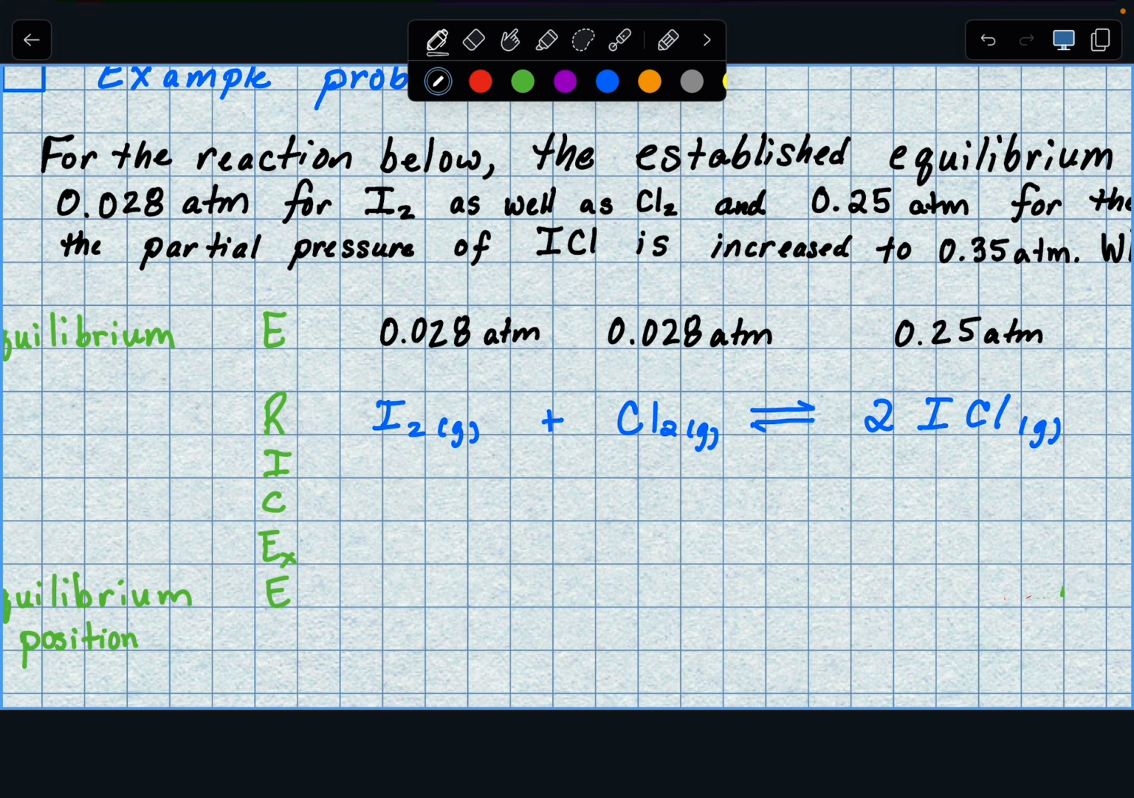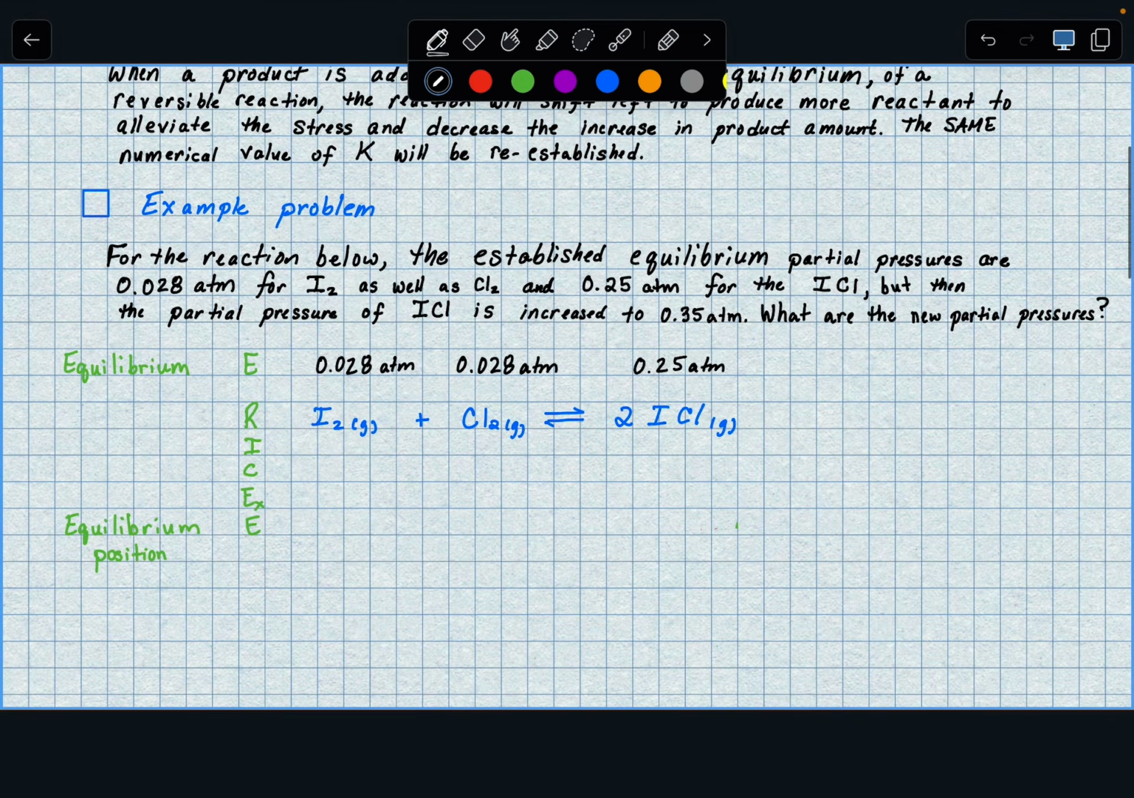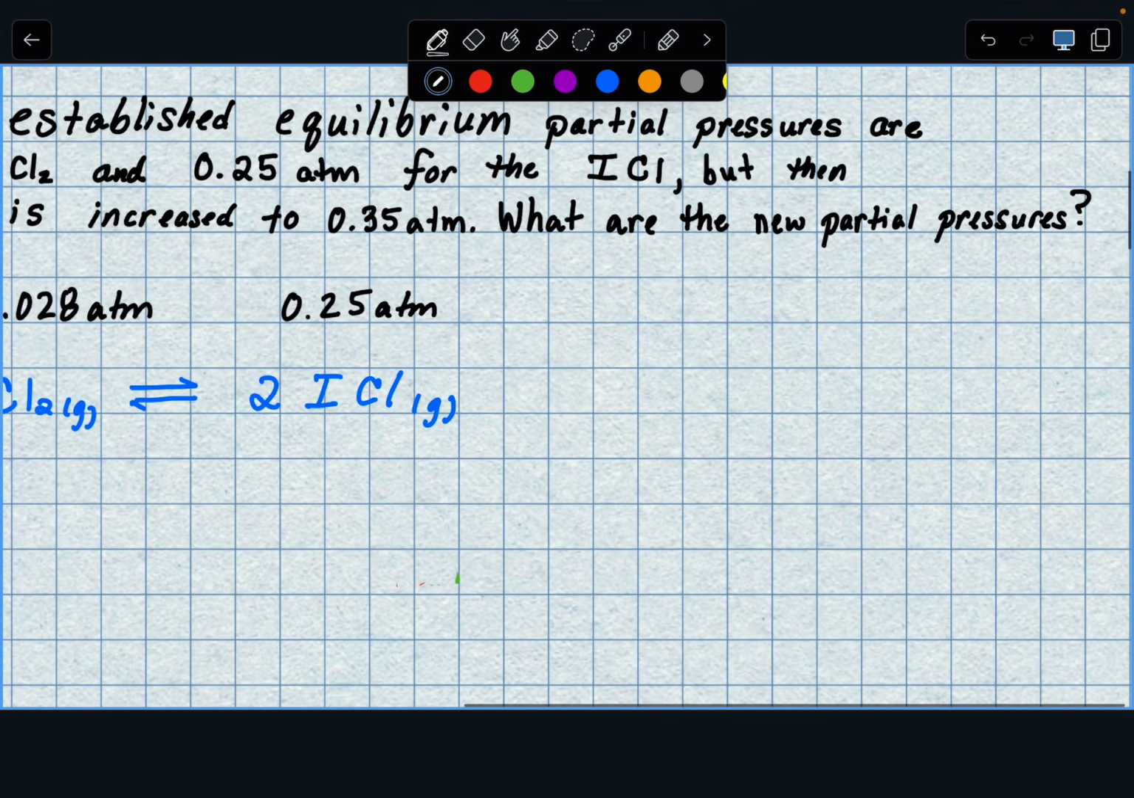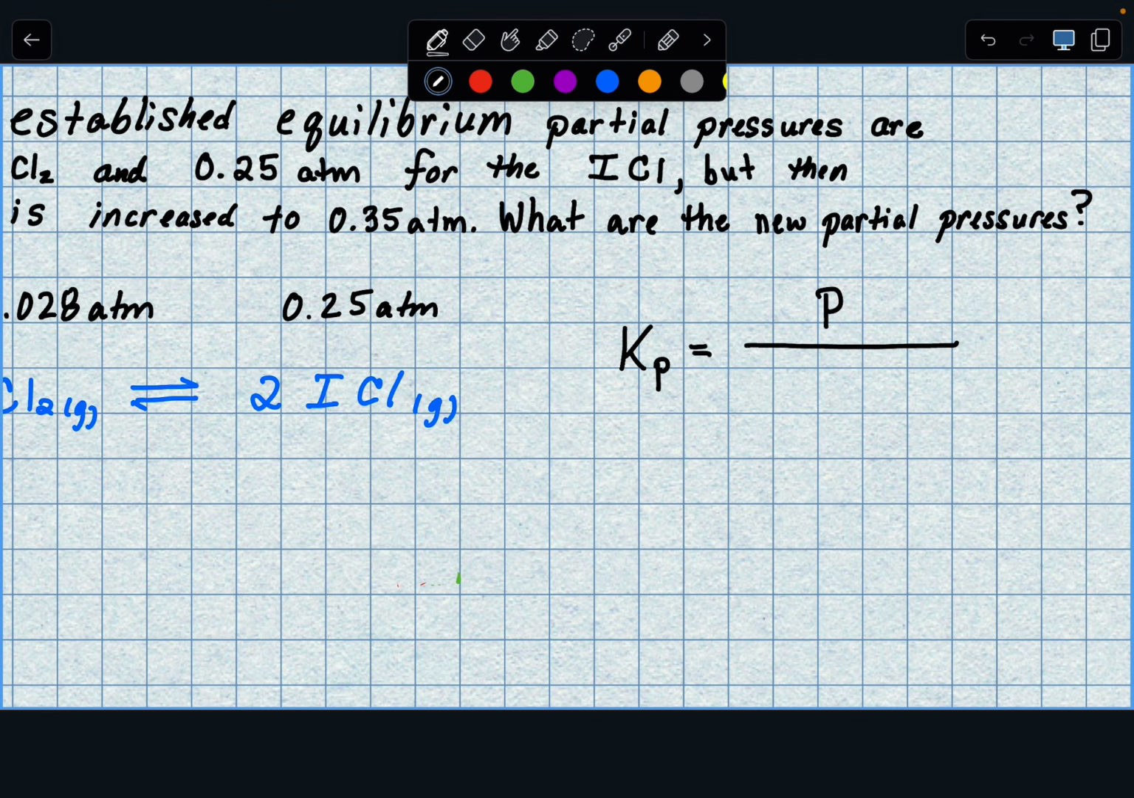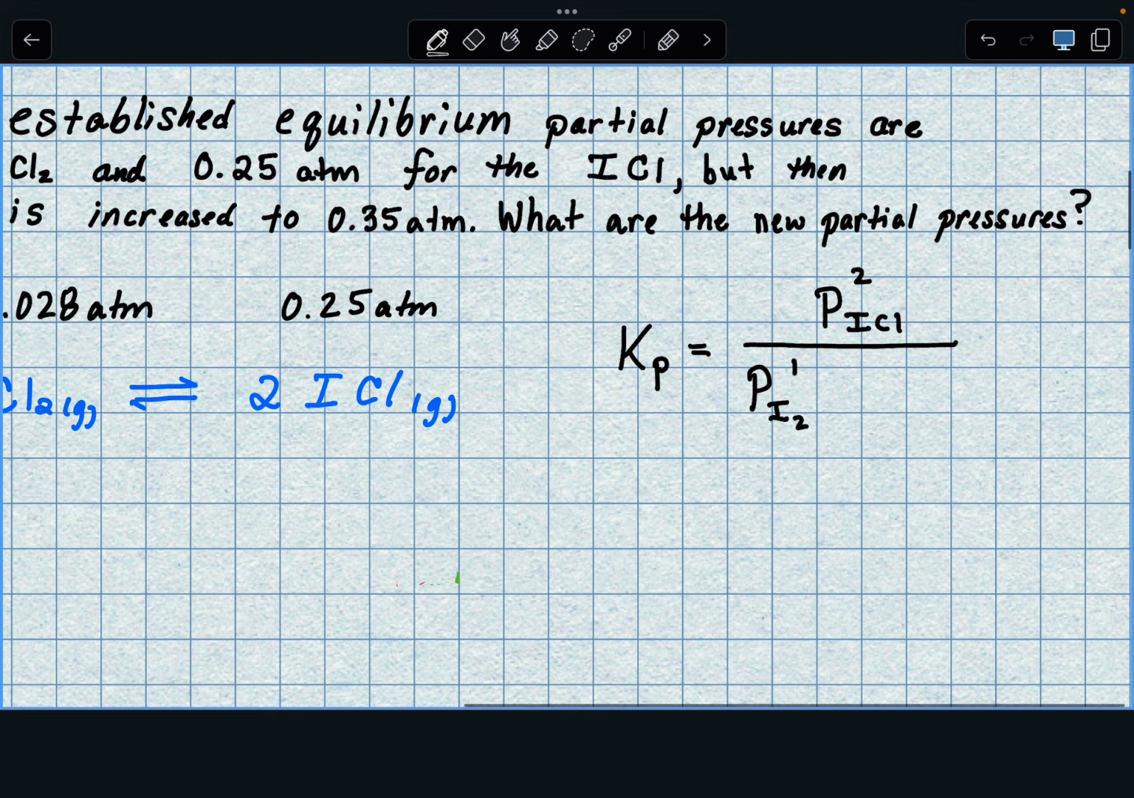What I'm going to first do is write down the Kp value, the equilibrium expression, and calculate the equilibrium constant with these established equilibrium partial pressures. So the Kp is just an equilibrium based off of partial pressures, and I do talk about this in other videos. You have your products on the top, the partial pressure of our iodine monochloride, and then squared due to the coefficient in front of the iodine monochloride there. And then on the bottom, or on the denominator, you have the partial pressure of the iodine. You can put it to the first power, but most people don't write that, and the partial pressure of the chlorine to the first power.